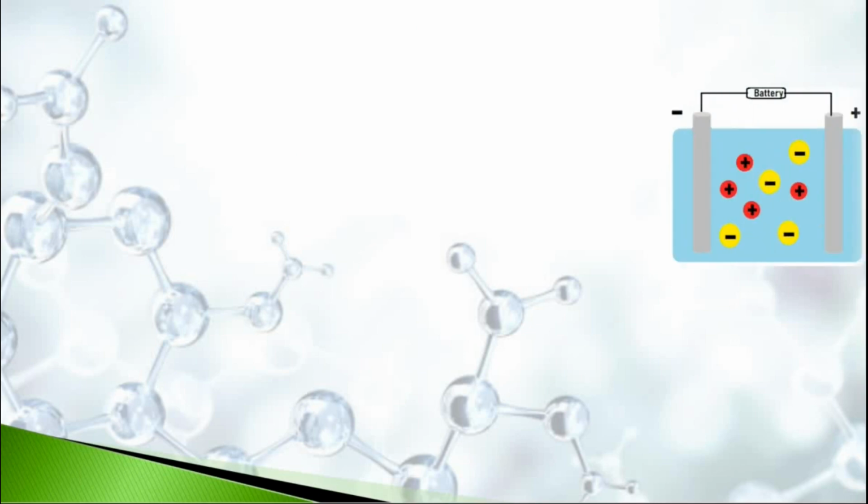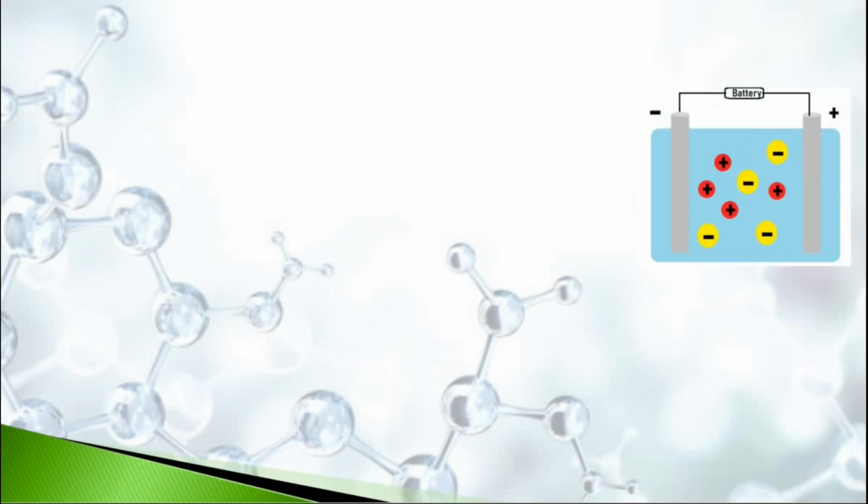Dear students, let's have a recap. Last time we studied that whenever current or electricity is passed through an electrolytic solution, then ions start moving towards respective electrodes. Cations move towards cathode and anions move towards anode. And charge in the solution is carried by these ions. Each type of ion carries a fixed amount of charge or electricity.